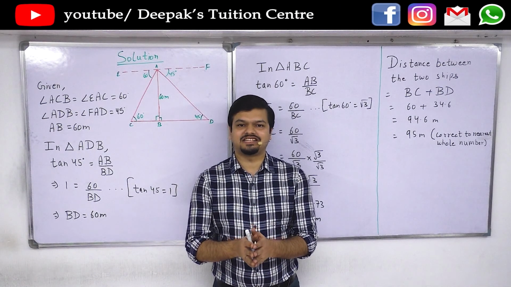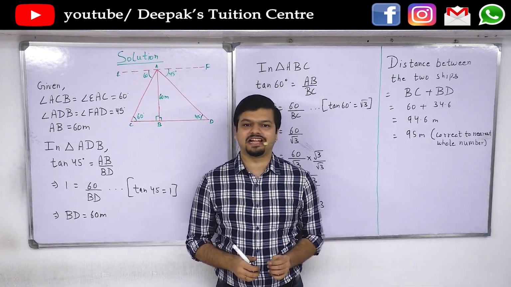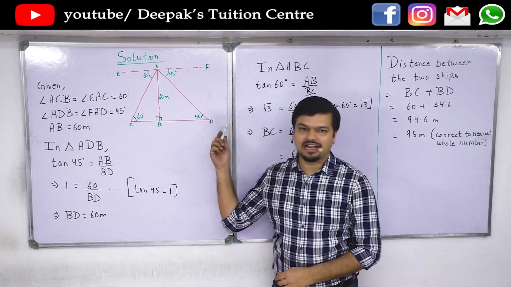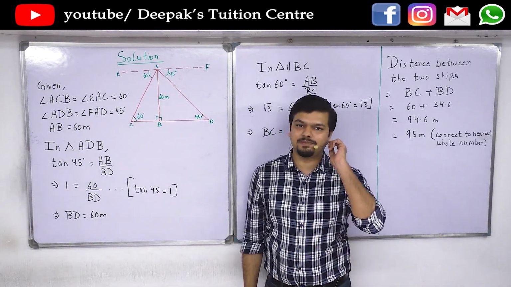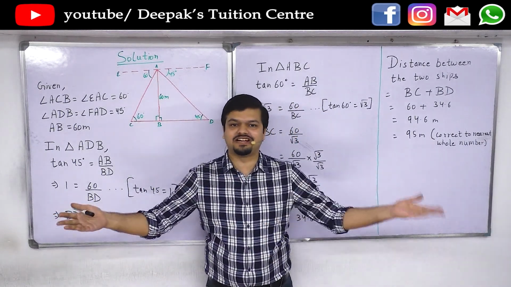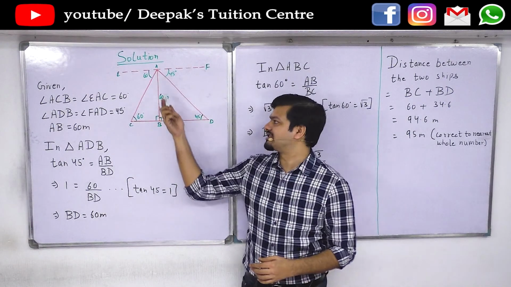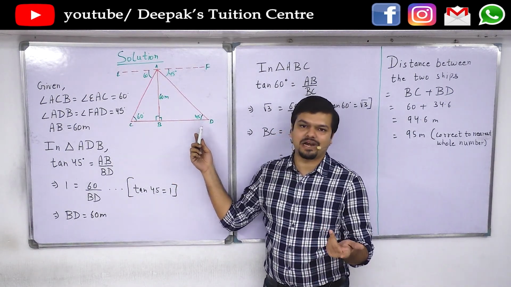The question tells us that there is a vertical tower, a lighthouse, 60 meter high. So we draw a level ground, suppose CD, and a tower AB that is 60 meter high. Now there are two ships, both on the opposite sides of the tower. So let one ship be at point C and the other ship be at point D.